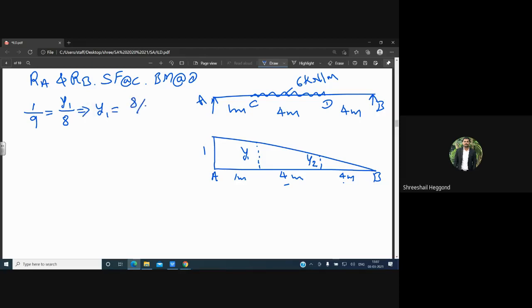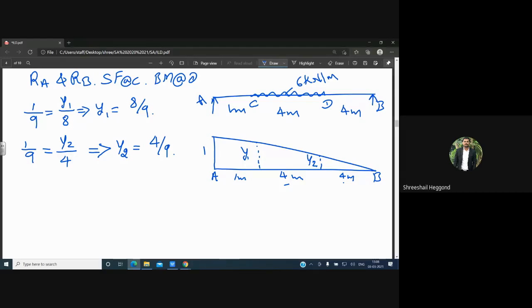8 divided by 9. And next is y2, I can calculate as 1 divided by 9 equal to y2 divided by the remaining distance of 4 meter. Y2 can be calculated as y2 equal to 4 divided by 9. Okay, we have got the ordinates, that is y1 and y2. Now we need to calculate the shear force.